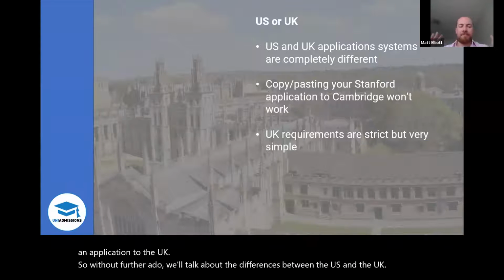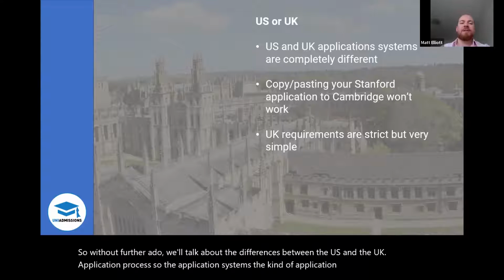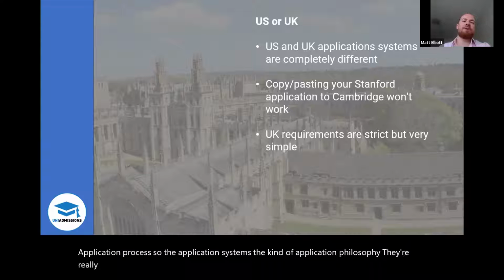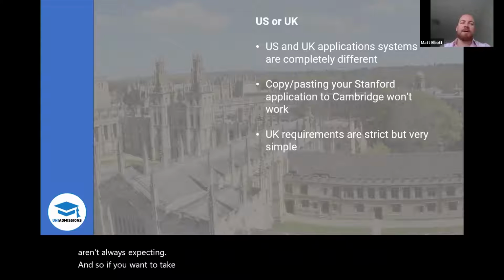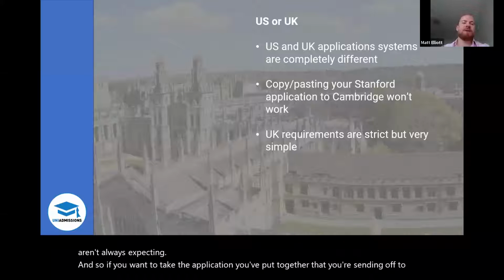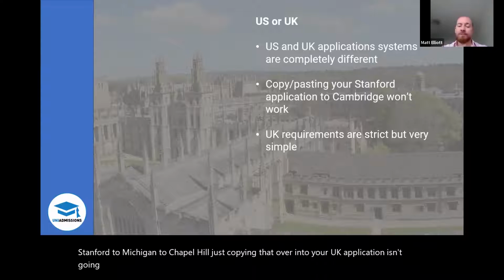So the application systems, the kind of application philosophy, they're really very different actually between the US and the UK, which is something that students aren't always expecting. And so if you want to take the application you've put together that you're sending off to Stanford, to Michigan, to Chapel Hill, just copying that over into your UK application isn't going to work for a number of reasons, and we're going to talk about that in a moment.